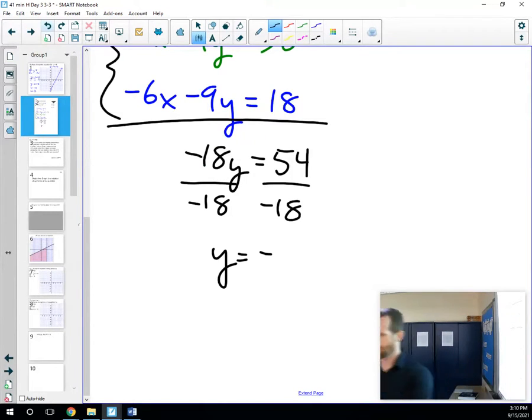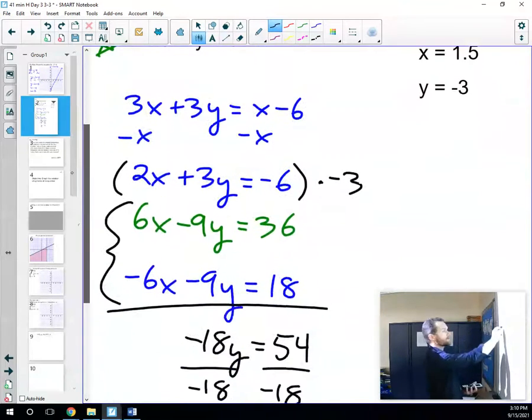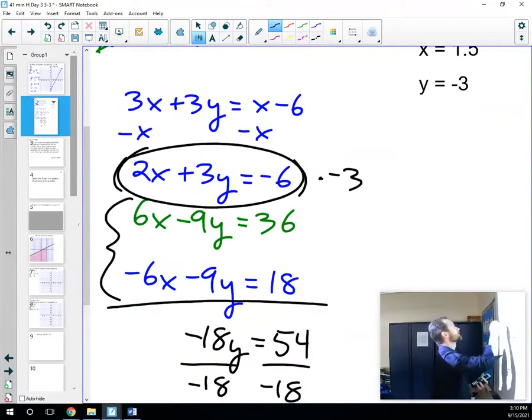Is that correct? I'm going to double check myself. Grab a calculator here. 54 divided by 18. Yeah, that's negative 3. So y equals negative 3. And then all you have to do is plug it back into any equation to find our x value. What's the simplest equation? Probably this one right here.